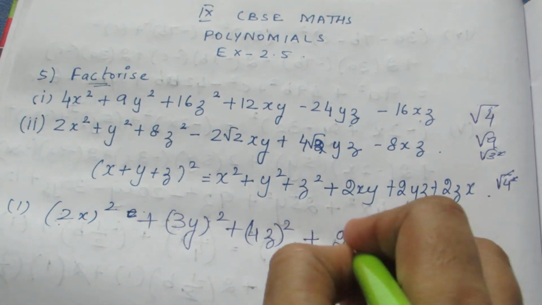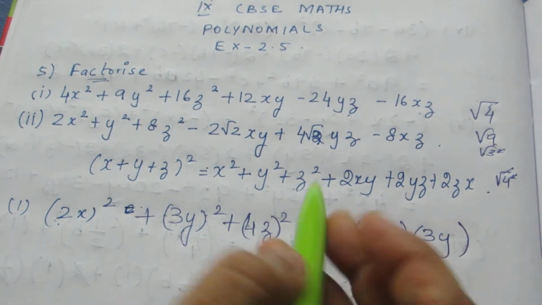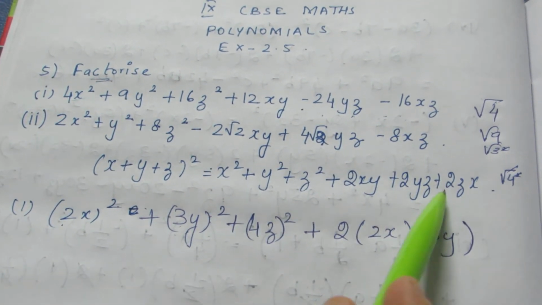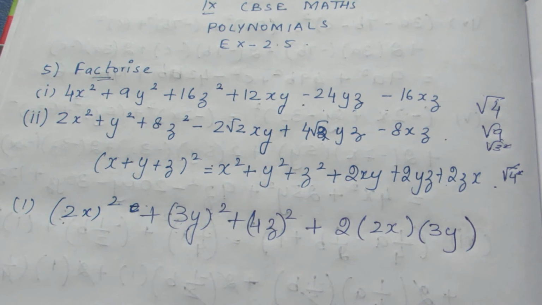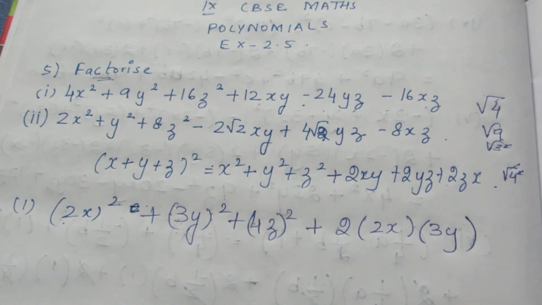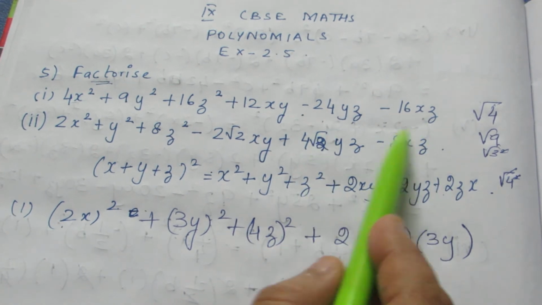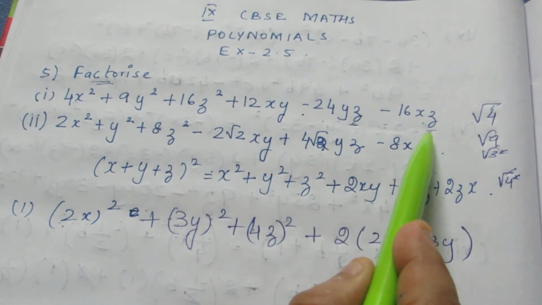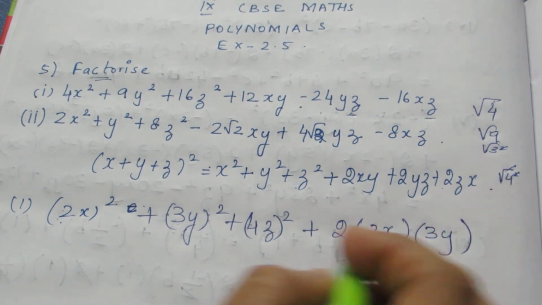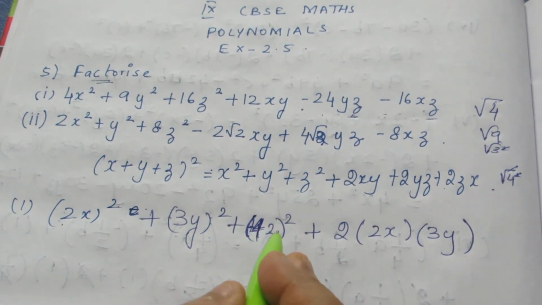Plus 2 into x into y. Now I find a minus sign in this. How to write a minus sign in the formula? Because in the formula we don't have a minus sign, but I need to write a minus sign because we have a minus sign in the question. Okay, see the same variable. What variable do you see here? The same variable, that is z. So put the minus sign on the z. Now wherever you see z, just write a minus sign. So here it becomes minus 4z square.